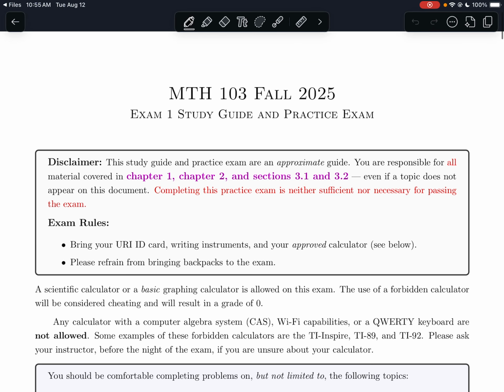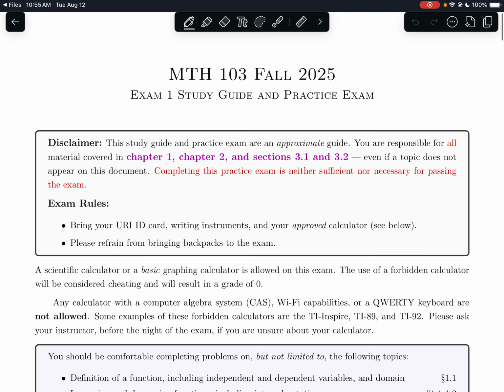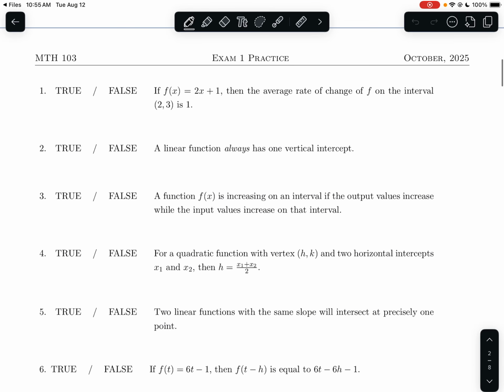Okay, so I'm going to be going through the questions on the practice exam, starting with the true-false. So for the first one, there's one way that you can compute this, which is just to actually do the average rate of change between the 2 points. So this would be f of 3 minus f of 2, over 3 minus 2, because we're on the interval from 2 to 3.